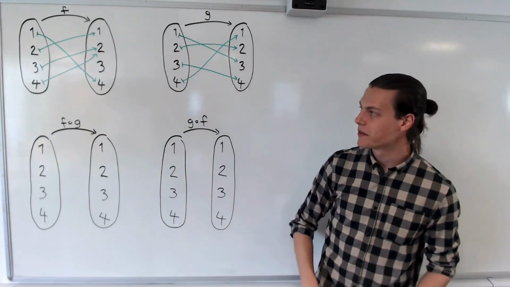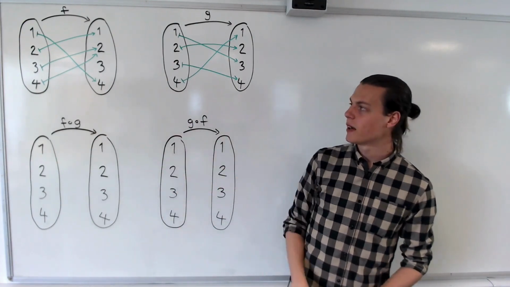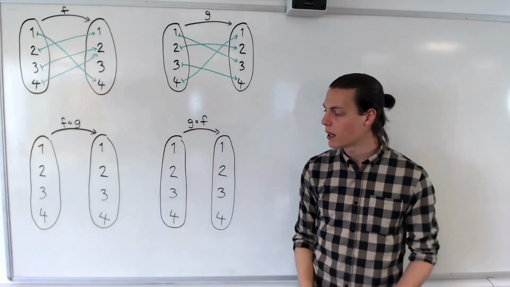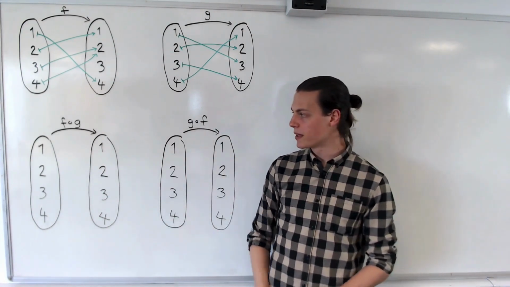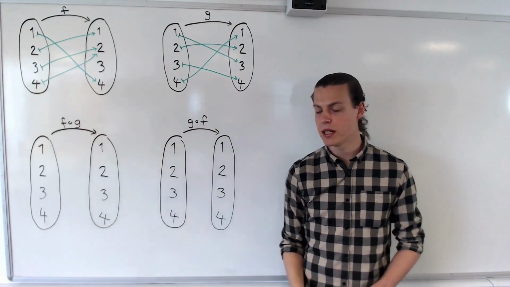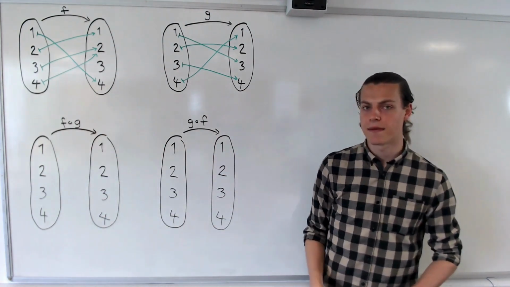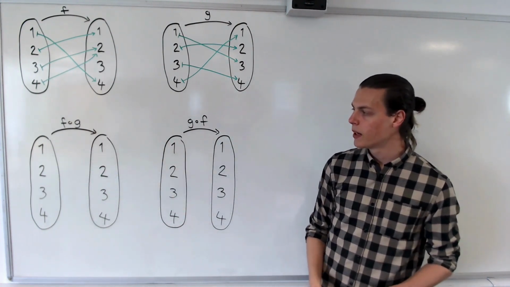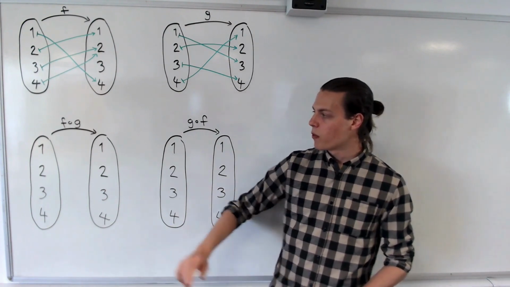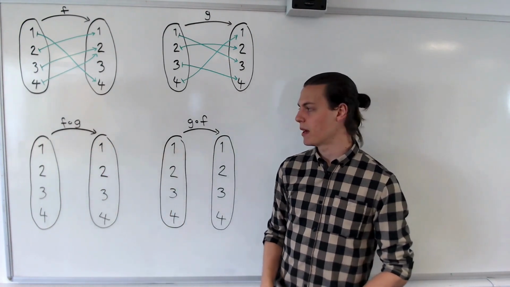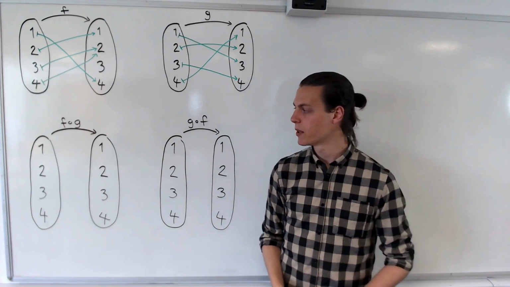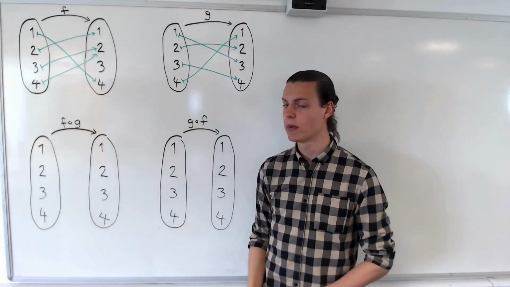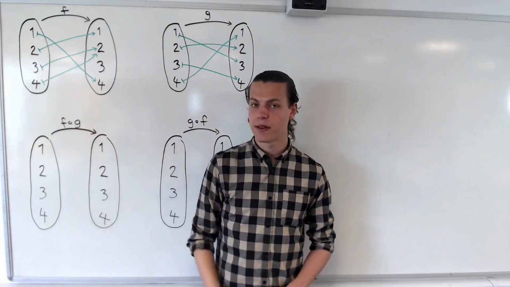In this exercise, we have 2 functions, f and g, defined from the set 1, 2, 3, 4 to itself, and our task is to find the composite functions f composed with g and g composed with f. Now let's start with f composed with g. Now to find what this function applied to x gives, remember we first need to apply g to x and then apply f to the result.